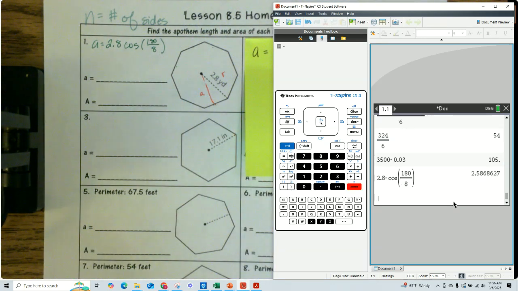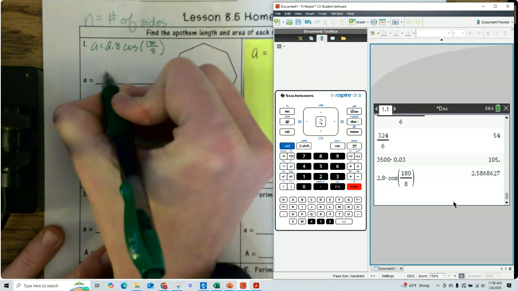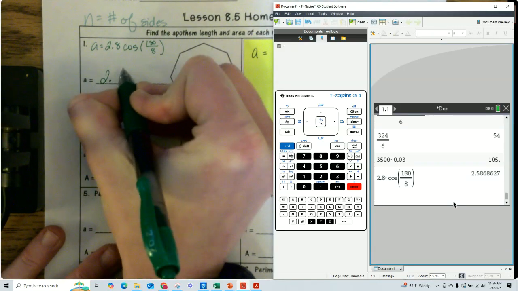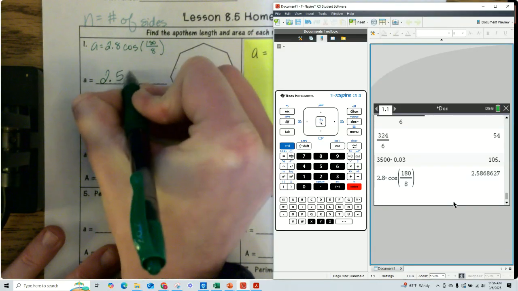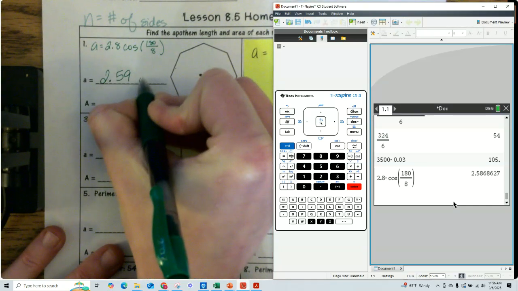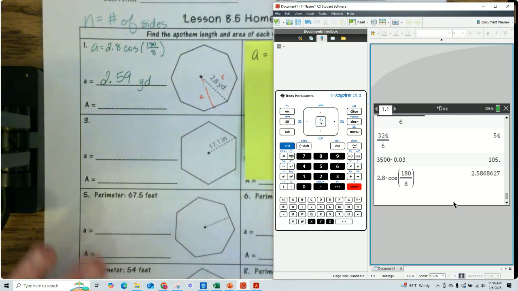And then we're going to round to two numbers after the decimal today. So the apothem here is 2.59, and it would be yards.